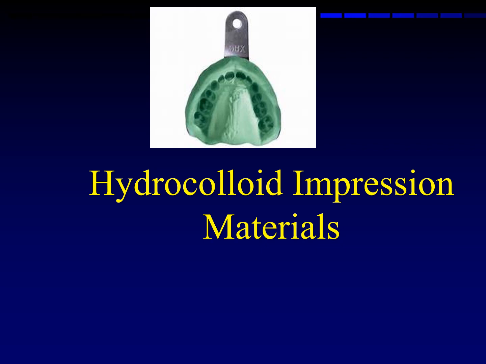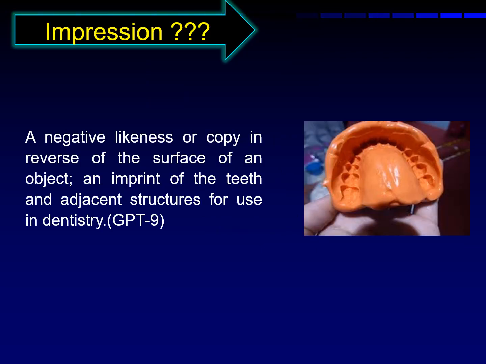Good morning. This lecture is on classification of hydrocolloid impression materials. What is impression material? According to the Glossary of Prosthodontic Terms 9, it is defined as a negative likeness or copy in reverse of the surface of an object, or an imprint of the teeth and adjacent structures for use in dentistry.